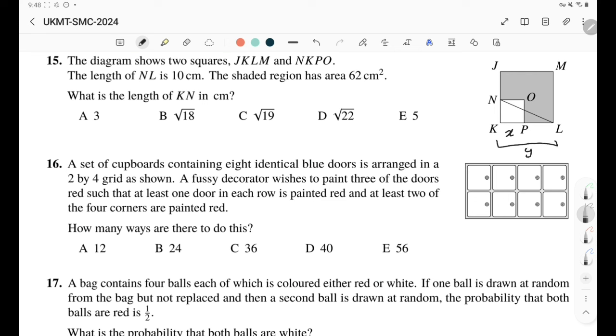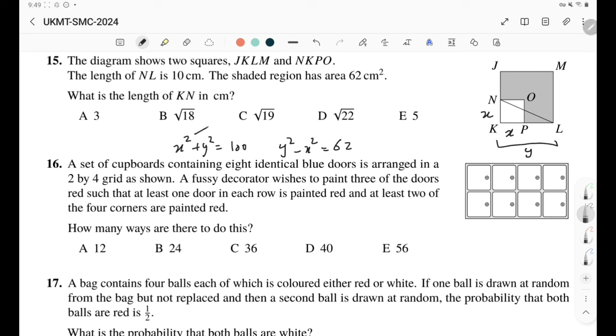Right now, let's collect everything we know. So what we know is, since NL, like this thing is also x, so from Pythagoras we know that x squared plus y squared is equal to 100. We also know the difference between the two areas, which is y squared minus x squared is equal to 62. And our goal is to find x. But actually, if you just look at these two equations, they're really nice and simple.